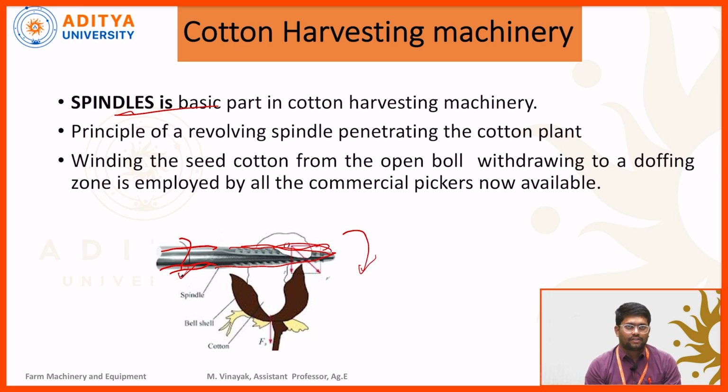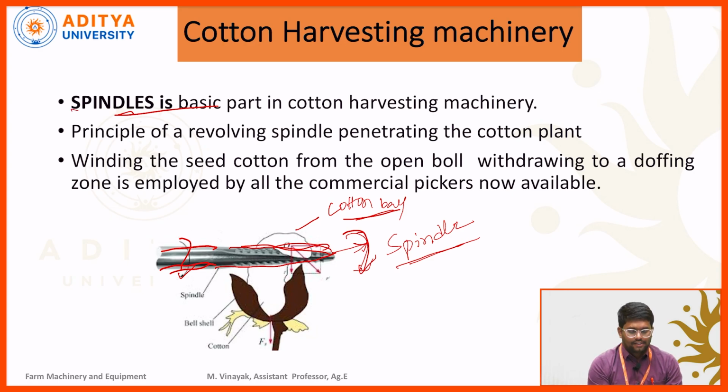During the process of rotation, this one is a cotton ball. During the rotation of the spindle in clockwise direction, the spindle will pick up the cotton ball from the cotton plant. By this mechanism we can harvest the cotton. Spindle is the heart of the cotton harvesting machine.